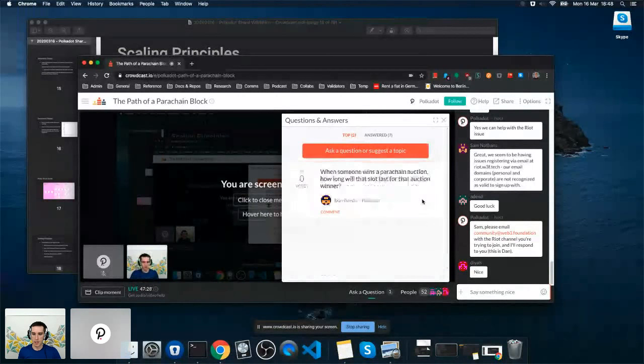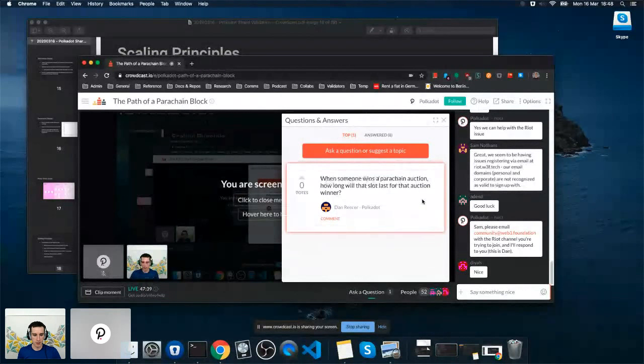When someone wins a parachain auction, how long will that slot last for the auction winner? We used to have it so you could bid on consecutive slots up to 2 years in 6-month chunks. I'm actually not super up to date. You might have to update this every 6 months, but I don't remember off the top of my head. Either 6 months or up to 2 years. Sorry.